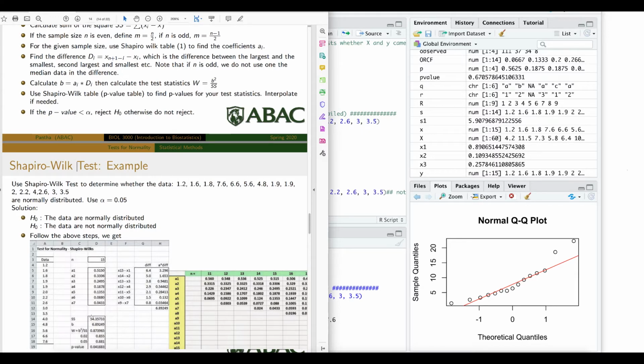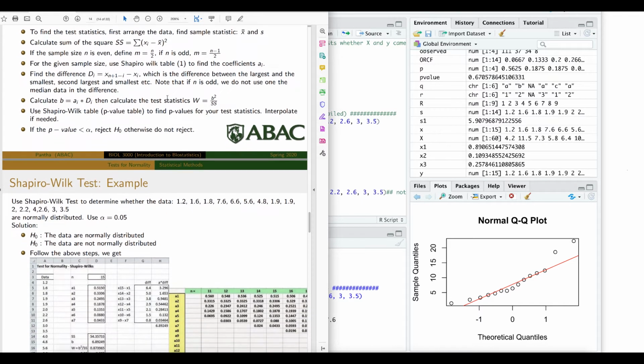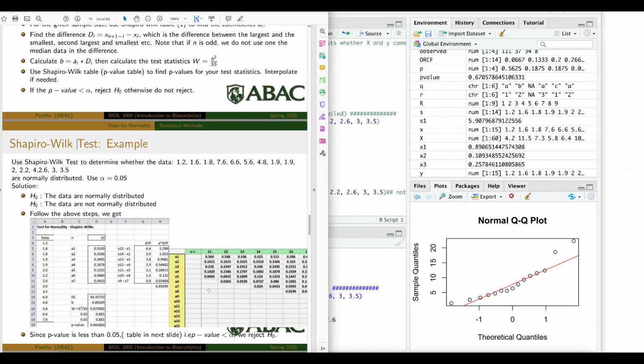That is SS. So next what you do is, for the given sample size, use Shapiro Wilk table 1 to find the values of the a_i. Look at this. This is a Shapiro Wilk table. You can find this online again. It gives the coefficients A1, A2, A3 depending on the sample size.